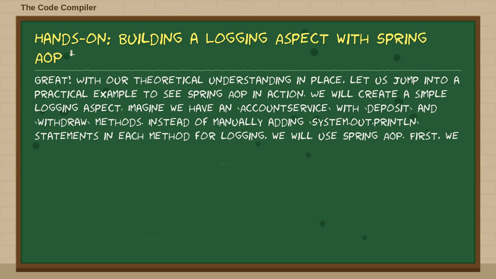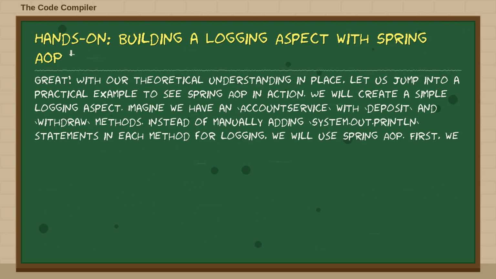First, we will create our account service as a Spring @Service. Then, we will define a logging aspect class, annotating it with @Aspect and @Component so Spring can discover it. Inside the logging aspect, we will define a @Pointcut expression to target all methods within our account service. Finally, we will write a @Before advice that uses this pointcut.